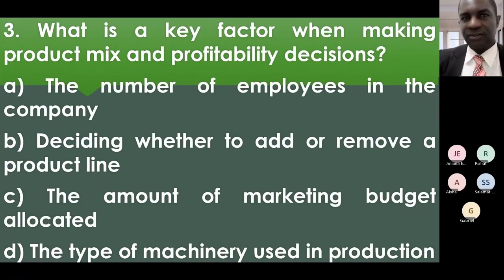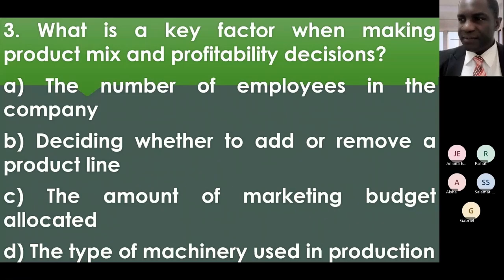Okay, so all of us now, let's go. What is the key factor when making product mix and profitability decisions? A, the number of employees in the company. B, deciding whether to add or remove a product line. C, the amount of marketing budget allocated. D, the type of machinery used in production. Okay, G is going for B.